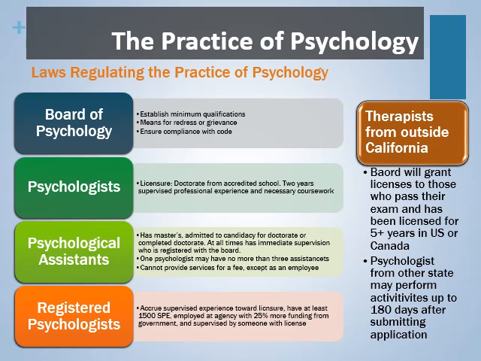So we have the Board of Psychology, and these are the folks that give out these licenses. What is their goal? To protect the public, and this is accomplished by regulating the providers of psychological services. They are in charge of regulating licensed psychologists, psychological assistants, and registered psychologists. So these are their responsibilities.